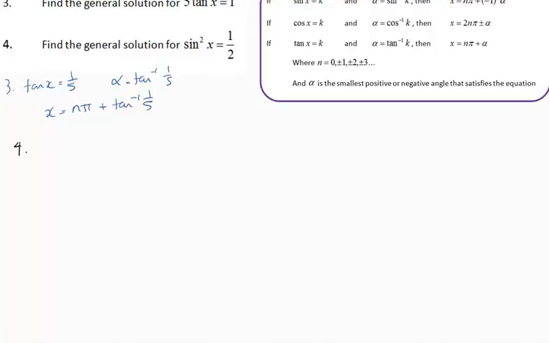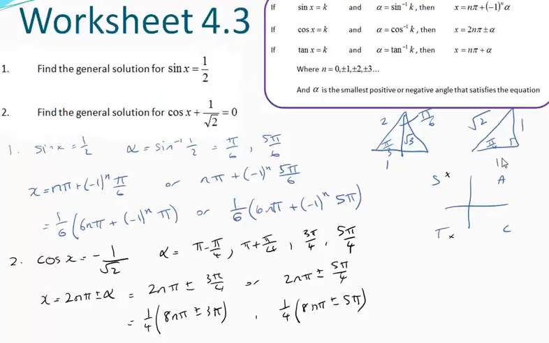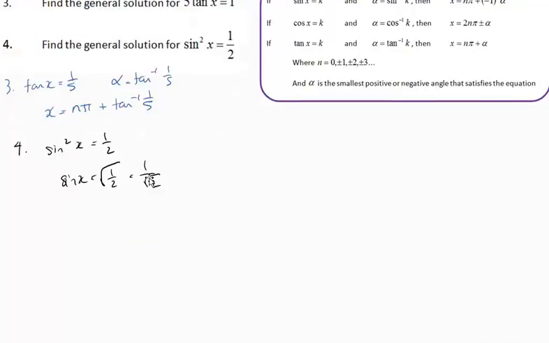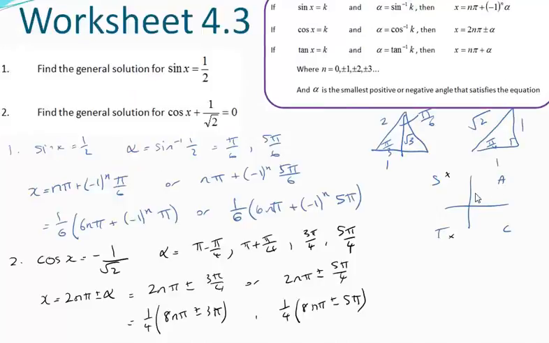For question 4, we have sin squared x equals a half. So sin x is equal to the square root of a half, or 1 on root 2. So 1 on root 2 matches in with our triangle here, so pi on 4. And we go back to this one here: we're sin x and we're positive, so we're going to be in quadrants 1 and 2.